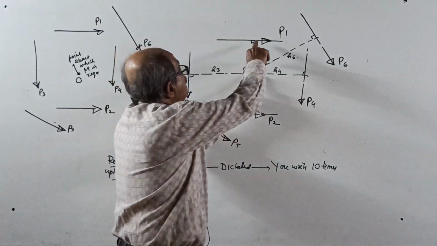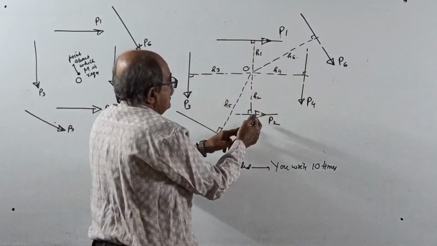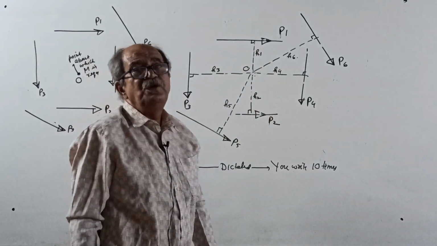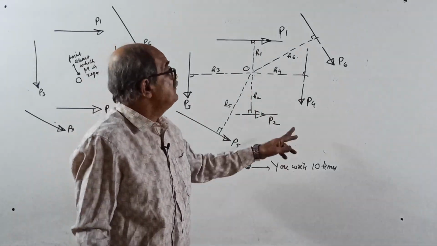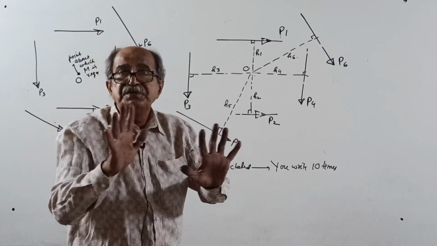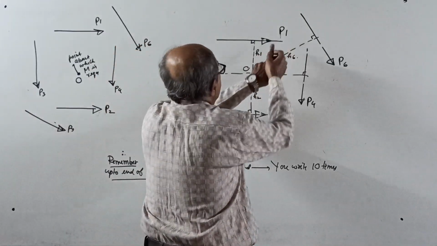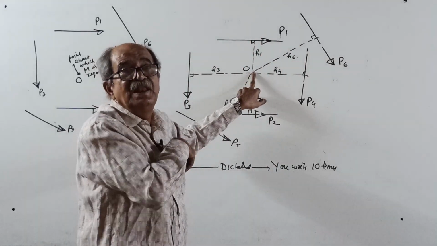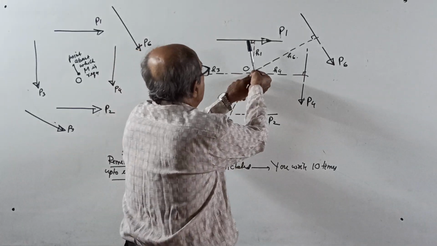Still, this P1 produces clockwise moment about this point, but P2 produces anti-clockwise. Now, when you decide the direction of moment, you should not see whether the force is right or left. What do you see? Clockwise, anti-clockwise. Once again, see, moment of P1 about O. I am not holding my finger, pencil. I don't require it.